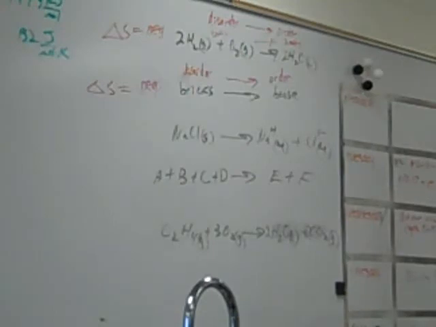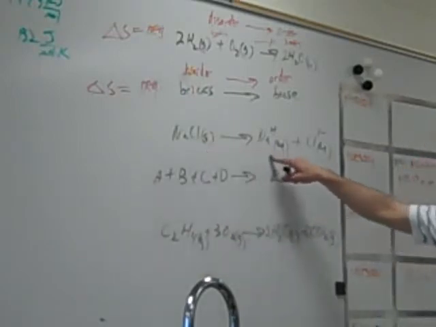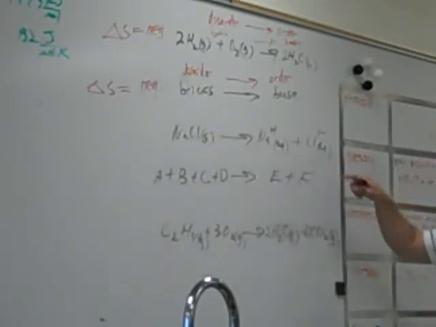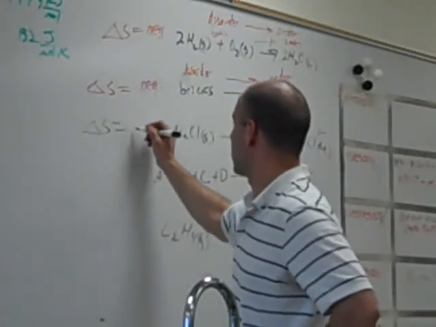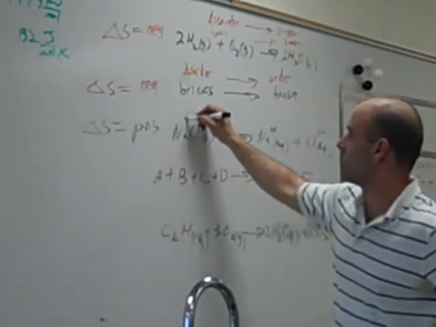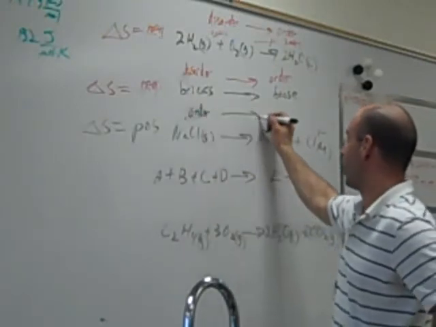Okay, how about the next one here, Travis? We got sodium chloride, solid, becoming aqueous sodium ions and aqueous chloride ions. What's delta S going to be? Positive. Because we are going from order to disorder. Order to disorder. There you go, Mr. Strauss. Finally, I got it right.